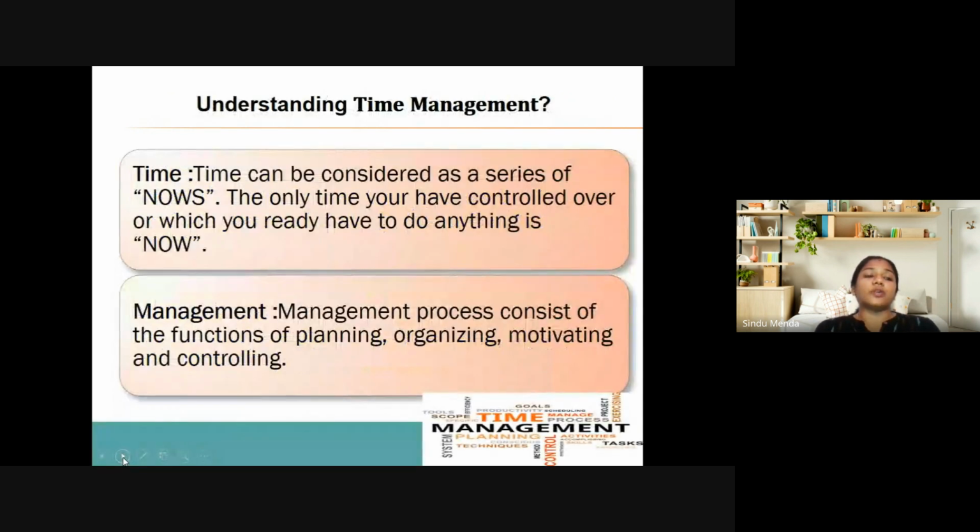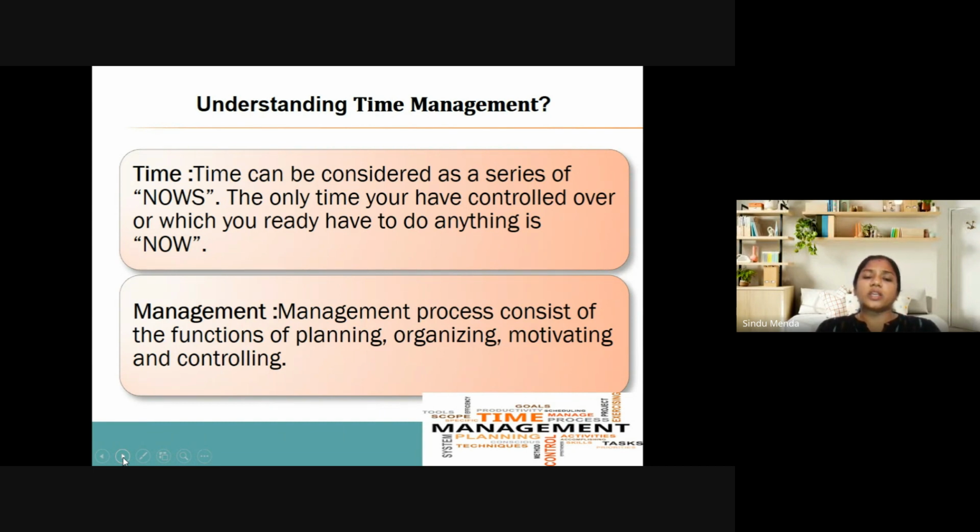Coming to the next one, how do these stress strategies impact your time management? What is time? Time is a series of nows. The only time you can control, or in which you can do anything, is now. Time is very necessary for each and every human being, whether faculty members or teachers.